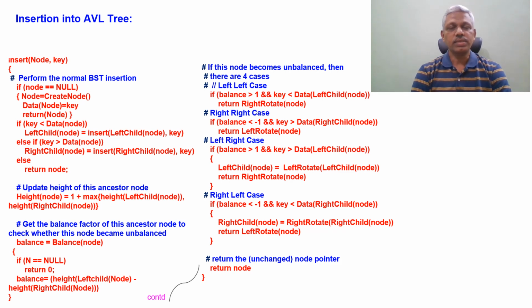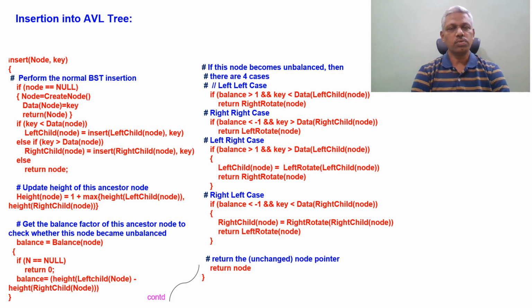If this is not the case, there are two possibilities: key may be less than the existing data of the node, or key may be greater than the data of the existing node. Now if key is less than the data of the existing node, we need to perform the insert operation again, calling the function on the left child of the node. So if key is less than data of node, left child of node is equal to insert on left child of node, key.